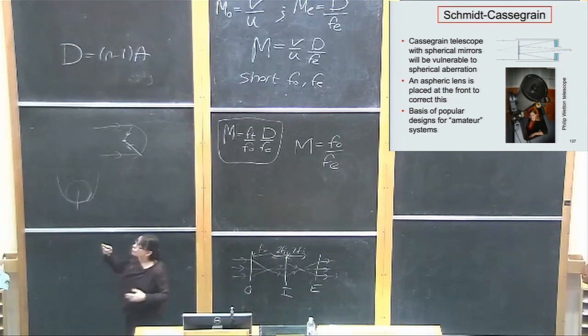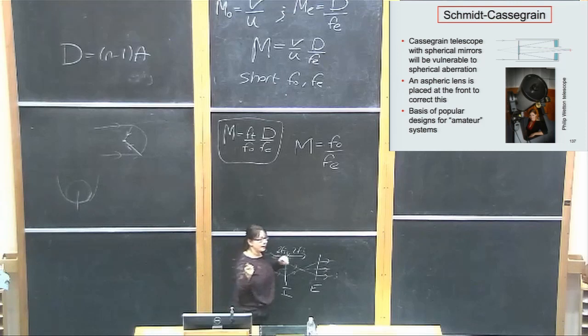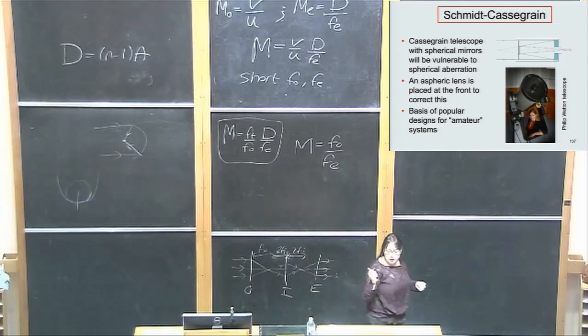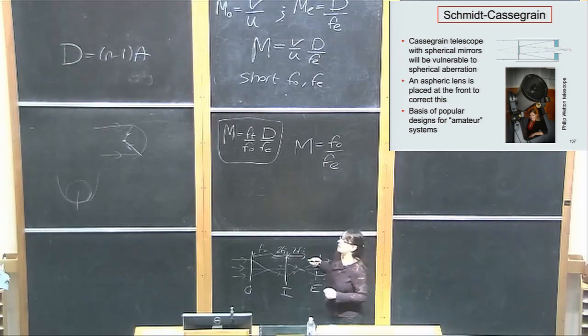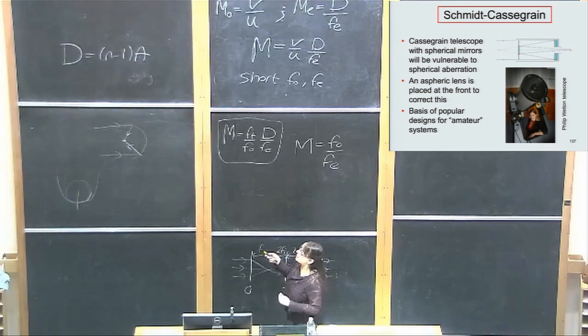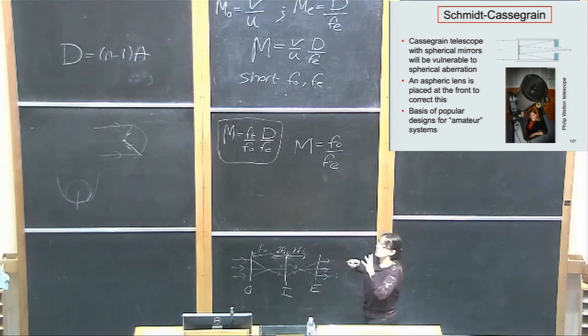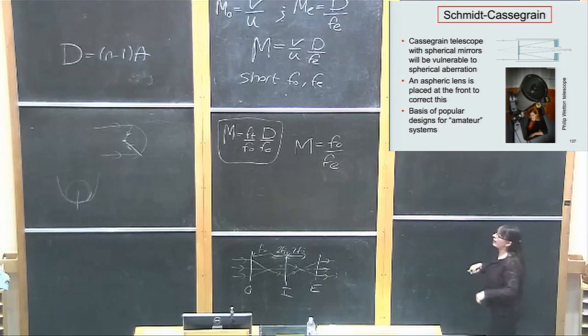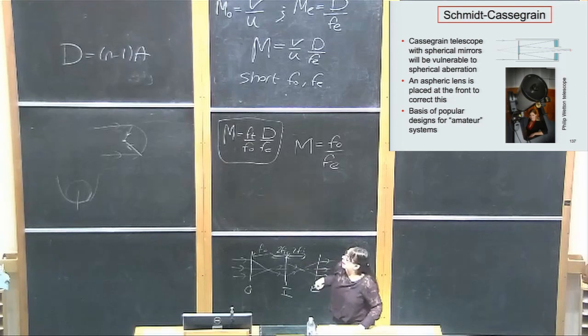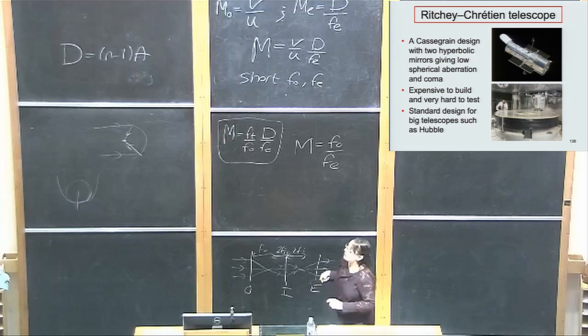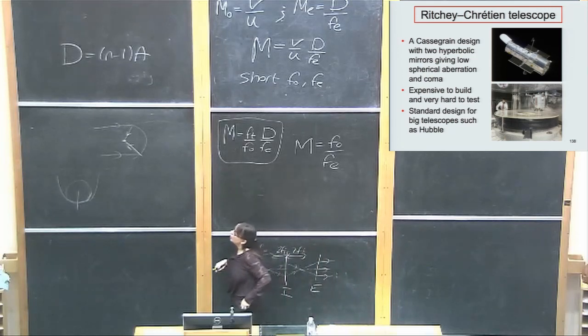About 20 years ago, this was the sort of design that any serious amateur telescope would have used, because it's a reasonably cheap way of correcting spherical aberrations. The spherical mirrors are easy to make, and then you just try and do one cheapish, thinnish lens to correct the worst aberrations. So that's a very popular amateur system, maybe a little bit out of date now, but it certainly was about 20 years ago.